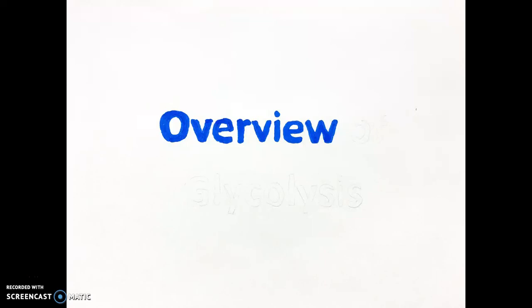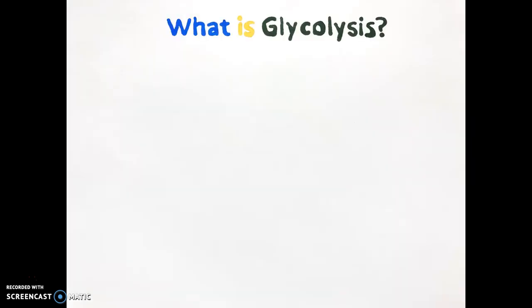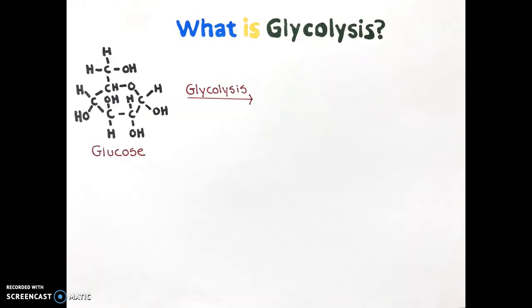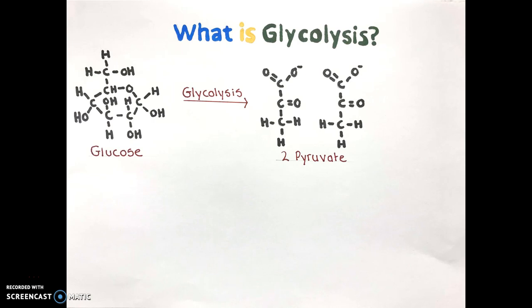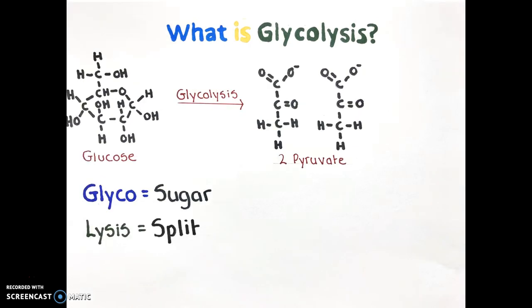Hello everyone and welcome to the video, which is an overview of glycolysis. Glycolysis is the partial breakdown of one molecule of glucose into two molecules of pyruvic acid. A simple way to remember glycolysis is by looking at its literal meaning. Glyco means sugar and lysis means split.